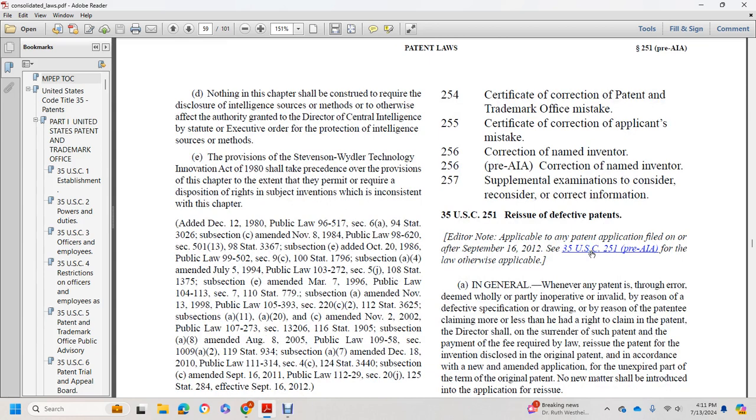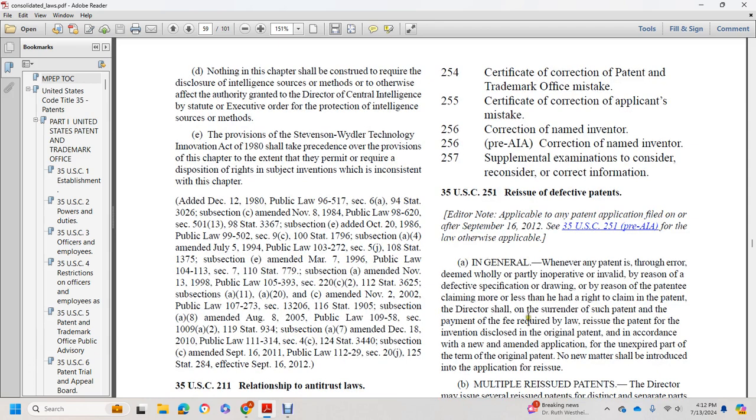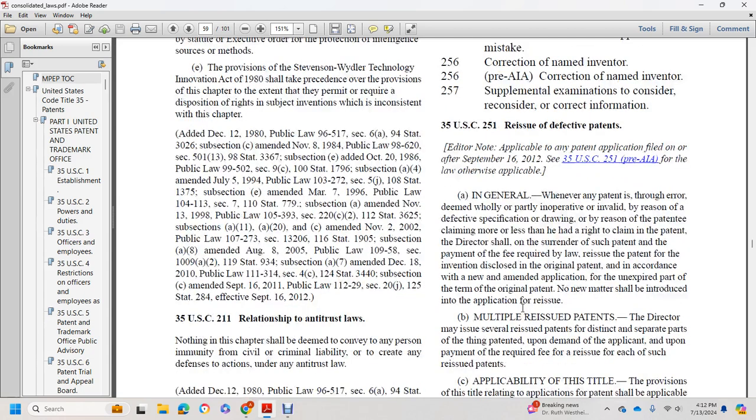So, 35 U.S. Code 251, reissue of defective patents. Whenever a patent is, through error, deemed wholly or partly inoperative or invalid, by reason of a defective specification or drawing, or by reason of the patentee claiming more or less than he had the right to claim in the patent, the Director shall, on surrender of the patent and payment of the fee required by law, reissue the patent for the invention disclosed in the original patent, in accordance with the new and amended application, for the unexpired part of the term of the original patent. No new matter shall be introduced into the application for reissue.